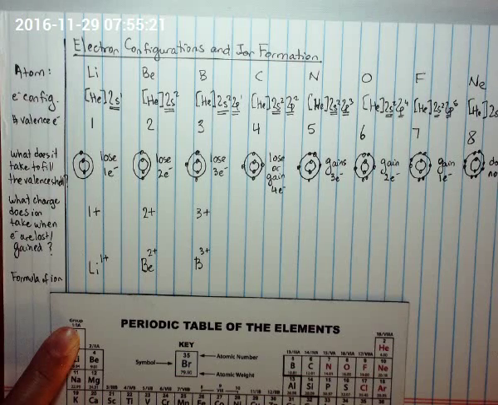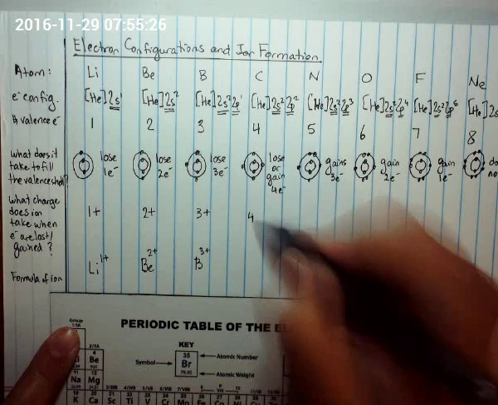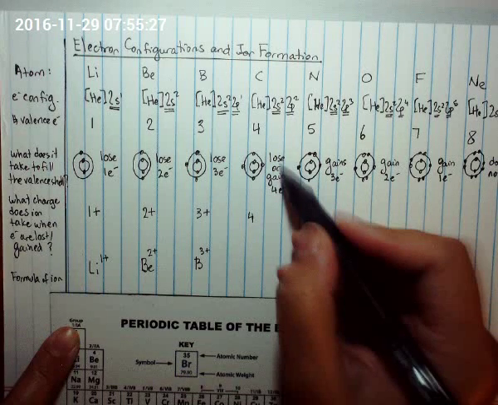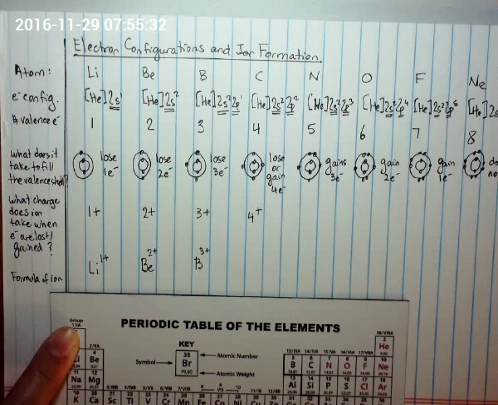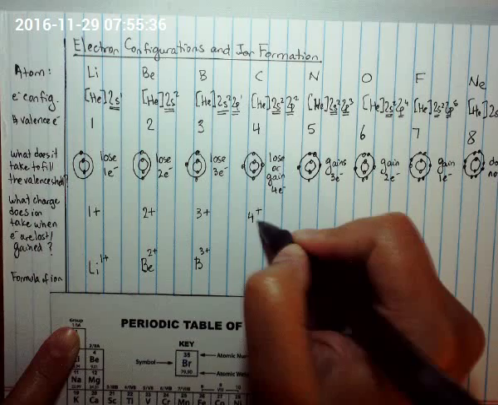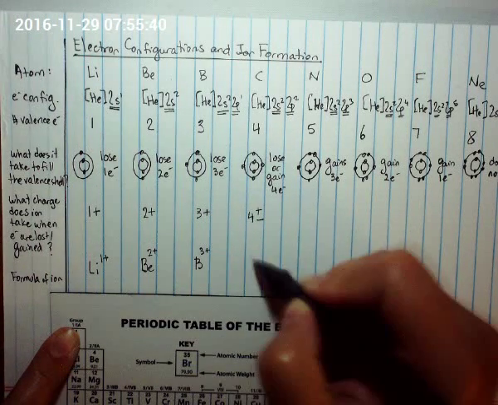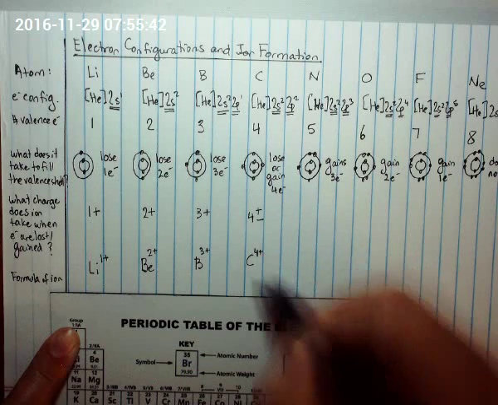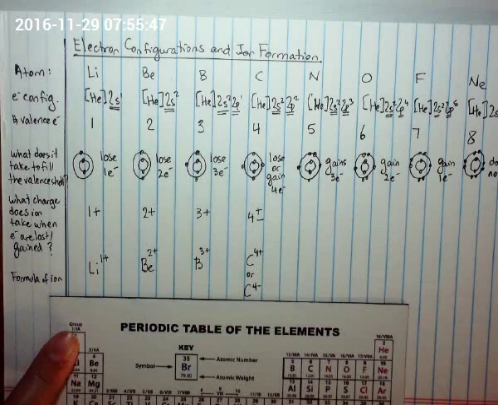Ooh, this one's tricky. 4. Well, if it loses 4 electrons, what charge does it take? 4 plus. If it gains 4 electrons, what charge does it take? 4 minus, right? So it could be 4 plus or minus. So you could write carbon this way, or you could write carbon that way, depending on what element it decides to partner up with.